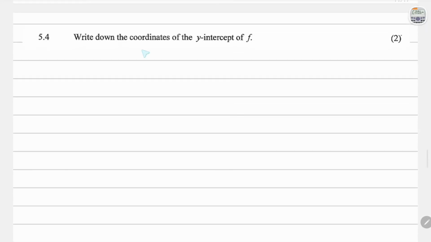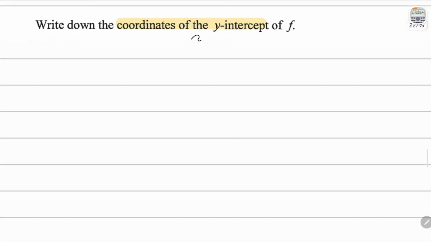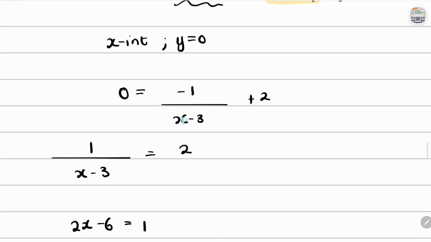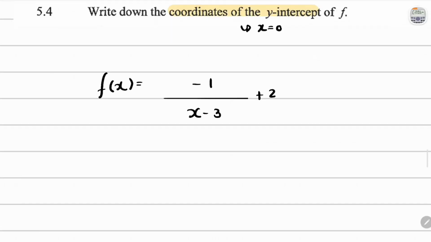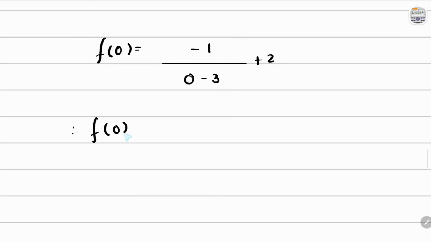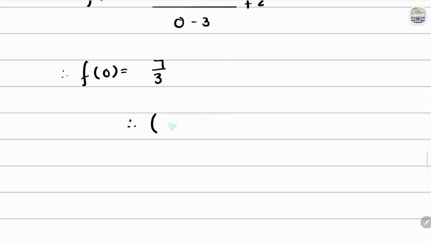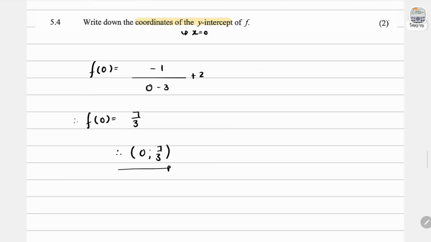Question 5.4 says, write down the coordinates of the y-intercept. The y-intercept, we will find that where x is equal to 0. So take our function again, but this time we'll make x equal to 0. So in place of x, we say 0. Okay, so f of 0 is simply equal to, that's going to be negative 1 divided by negative 3, which is just 1 over 3, plus 2. And so that gives us 7 over 3. So there we go. So the coordinates, okay, the x value is 0, while the y value is 7 over 3. And those are the coordinates of the y-intercept.